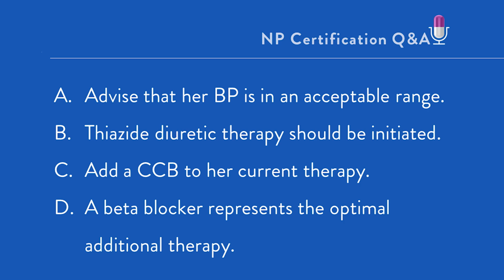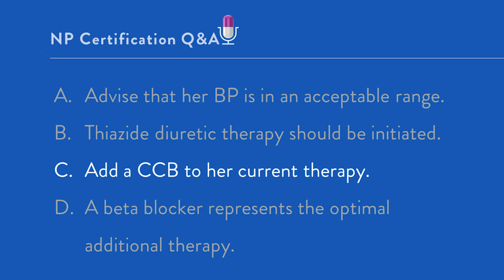Option C, add a calcium channel blocker to her current therapy. That is the best answer, most reasonable choice. It's going to bring her blood pressure down nicely. It is mentioned favorably in both JNC8 and ACC/AHA guidelines as among the first medications we use for the treatment of high blood pressure, commonly an add-on med in a situation like this.